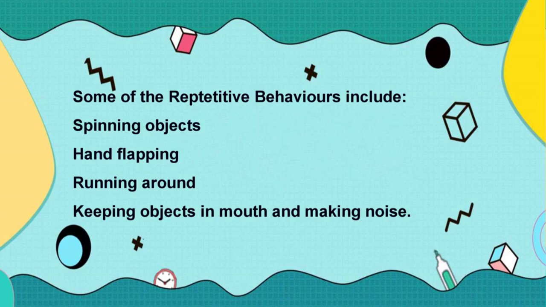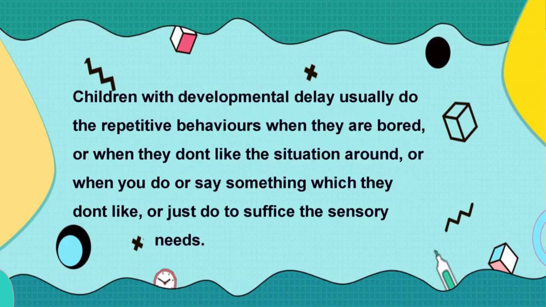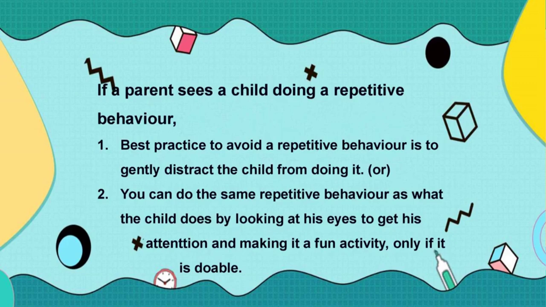So let's see how to deal with it. Children with development delay usually do the repetitive behaviors when they are bored, or when they don't like the situation around, or when you do or say something which they don't like, or just to satisfy their sensory needs. On some occasions when you say no, they don't like it, so they do it immediately. When you pressure them to say something, they don't like it, so they do the repetitive behaviors.